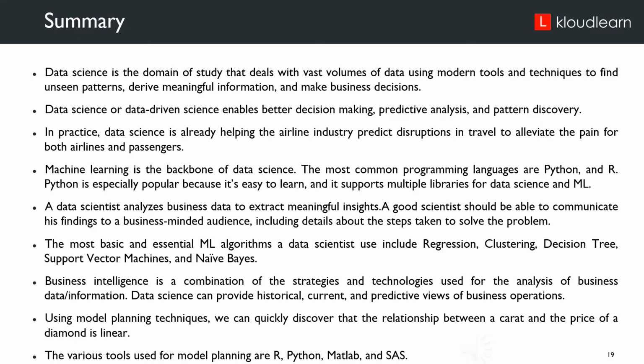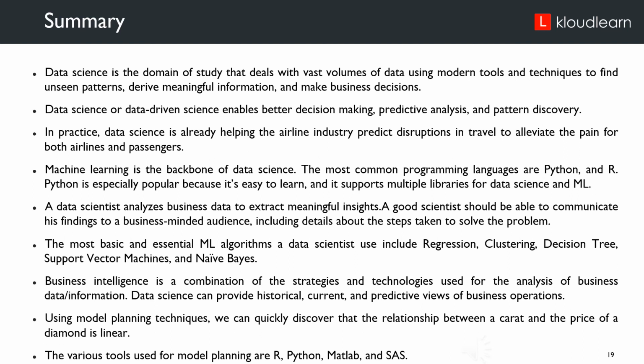In practice, data science is already helping the airline industry predict disruptions in travel to alleviate the pain for both airlines and passengers. Machine learning is the backbone of data science. The most common programming languages are Python and R. Python is especially popular because it's easy to learn and it supports multiple libraries for data science and machine learning.